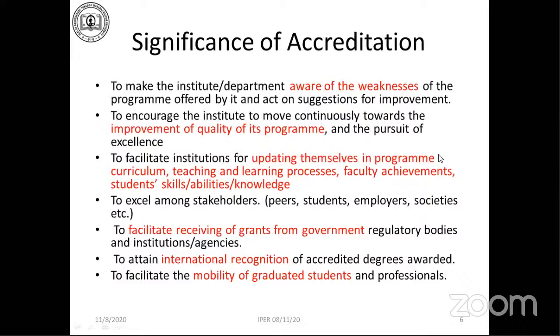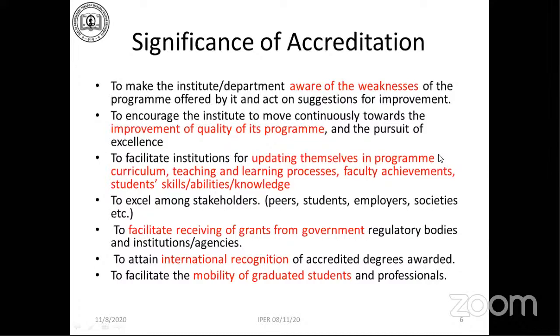So the basic aim of this accreditation process is to make us aware of the weaknesses which are there in the institutions. And whenever a weakness is there, there is always a chance of improvement. When you know your weakness, you try hard to strengthen those weaknesses, and as a result there is an improvement in the structure, and finally there is improvement in the quality of the academic programs run by the institutions. Similarly, updating the institutions in the programs, curriculum, teaching-learning process, faculty achievement, student skills, abilities, and knowledge. These are the various significances.